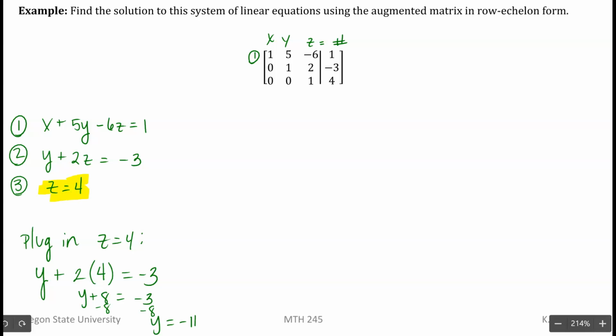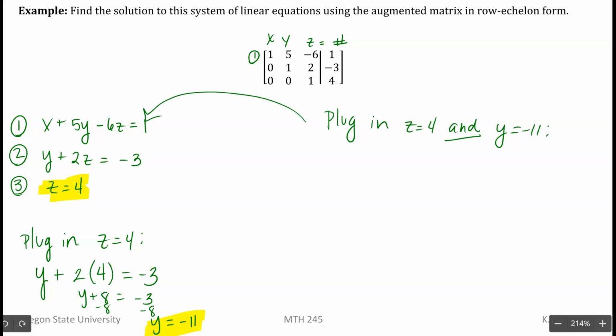We know that z is 4, and we know that y is negative 11. There's one more variable we have to solve for to solve this entire system, and that's x. So now we need to plug in z equals 4 and y equals negative 11, and we will plug that into equation 1. Do you see how we're kind of working backwards? We start here, we go to equation 2, and then we go to equation 1.